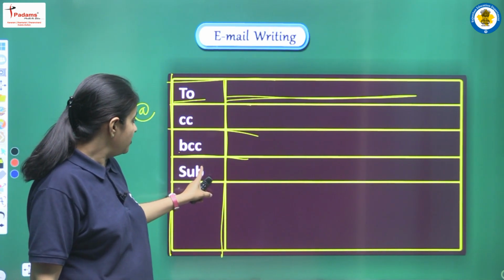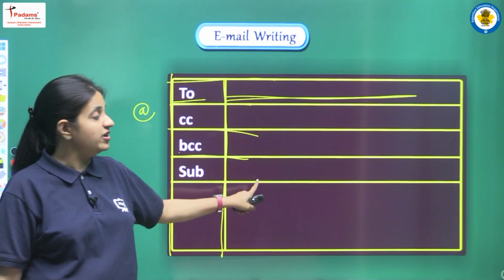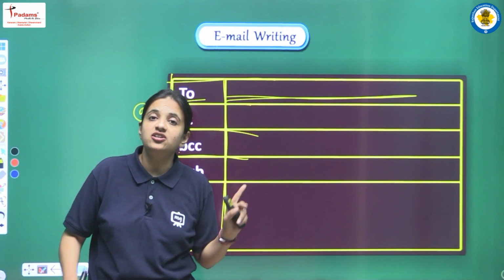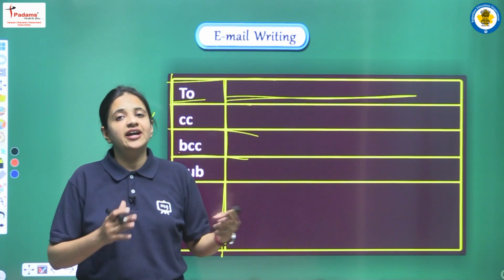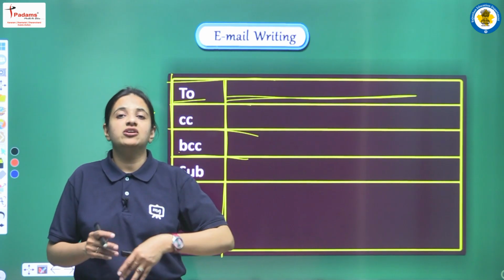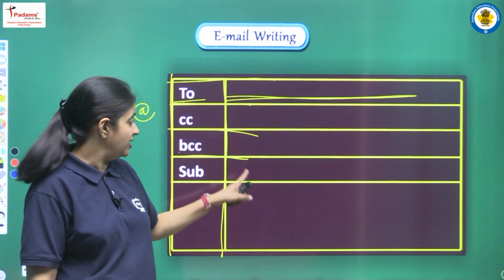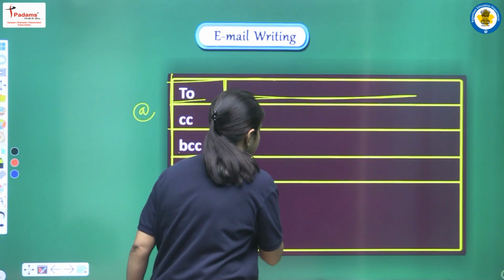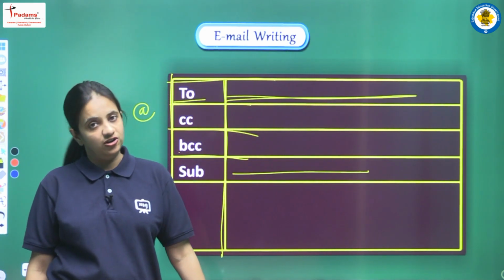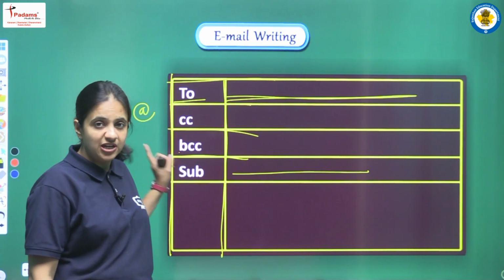Next we are having Subject. Here we have to mention the subject of our email, that why we are writing the email, what is the purpose of writing this email. That subject you can mention here in this column. Alright, so these are the 4 columns that we are having here.